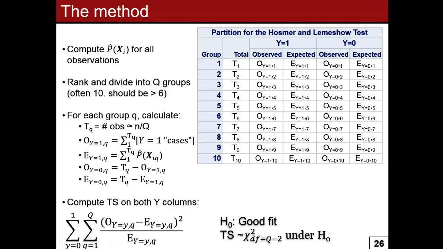You don't have to make it a 10-row table. You could do more. You'll have to adjust the degrees of freedom to not be 10 minus 2, which is 8. You can make it however many. If you make it 20 rows, you divide the data into 20ths if you felt fancy, and it would be an 18-degree of freedom test. But it's usually 10. So that's the Hosmer-Lemeshow test.